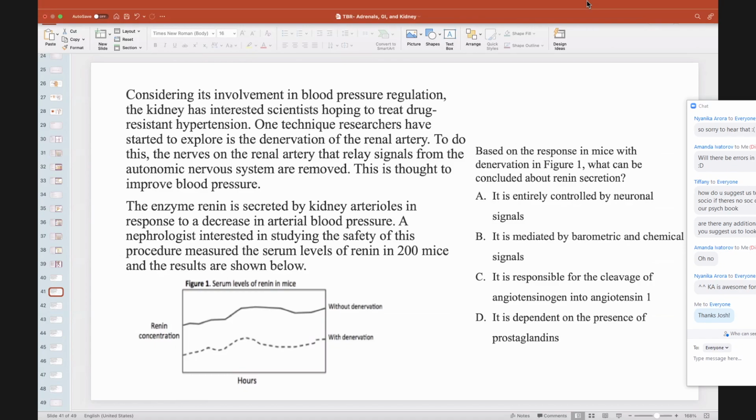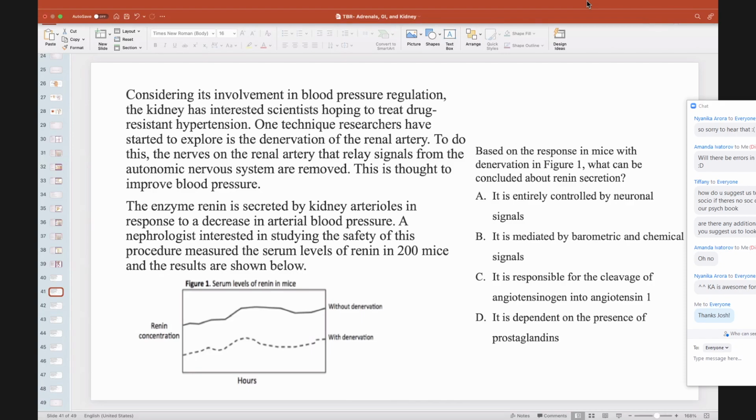blood pressure regulation. Okay, so the kidney has interested scientists hoping to treat drug-resistant hypertension. So blood pressure that can't be treated with medications. One technique researchers have started to explore is the denervation of the renal artery. So taking the nerve off the renal artery, so you're going to get no nervous signaling from that artery. To do this, the nerves in the renal artery that relay signals from the autonomic nervous system are removed. So in my head, I kind of crossed that out. That's pretty much what denervation is.